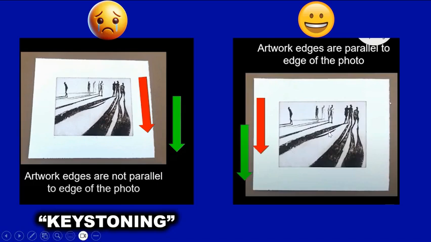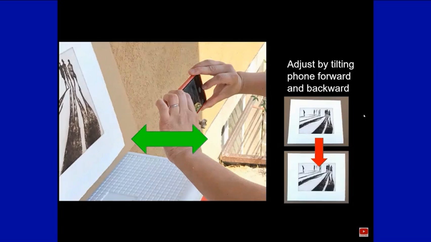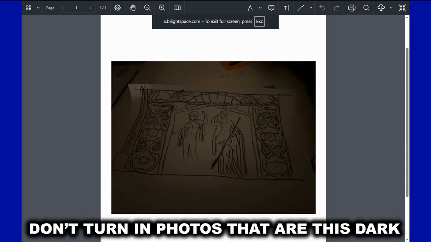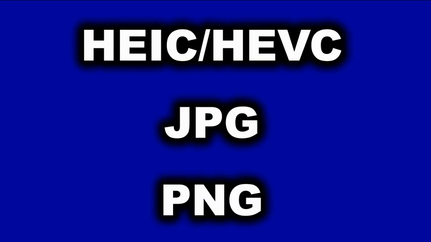So by having the center of your lens directly over the center of the artwork helps you to keep from keystoning, and you have these parallel lines on the side. It doesn't warp the artwork. So you can adjust by tilting and raising and lowering your camera over the center of that artwork, and that'll keep it from keystoning. Another thing is to check your photograph to make sure it's not too dark like this one. This is one that was sent in by a student. This is too dark. All right, there's different formats of the pictures.